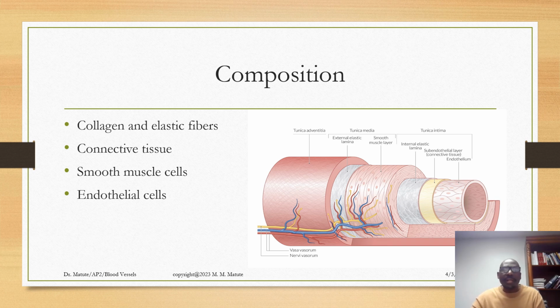Composition. So anatomically, there are four main structural materials that are combined to make a blood vessel. We'll have the fibers, connective tissues, smooth muscles, and endothelial cells. Now, if you go back to A and P1, the reason why we have smooth muscles here is because smooth muscles are under involuntary control. So smooth muscles contract involuntarily, and this is essential for the movement of blood.